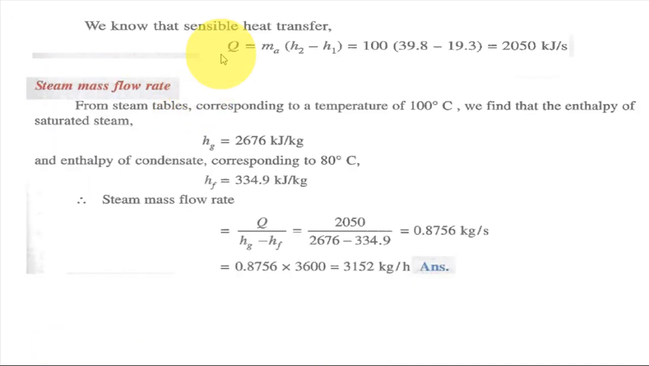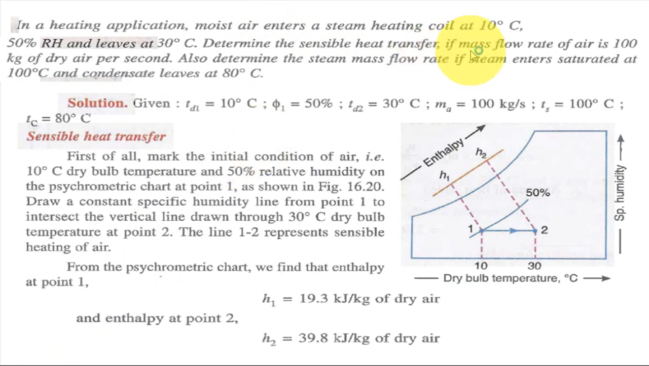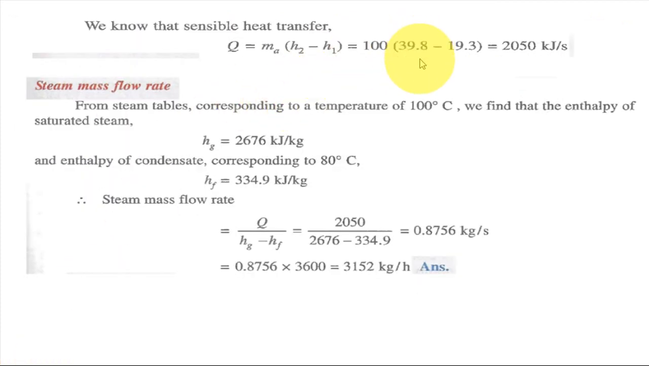Now I calculate the sensible heat transfer equal to mass of air into H2 minus H1. In the numerical, the mass flow rate of air is 100 kg of dry air per second. So 100 into 39.8 minus 19.3, I got 2050 kilojoule per second. So this much is the heat transfer in the air.